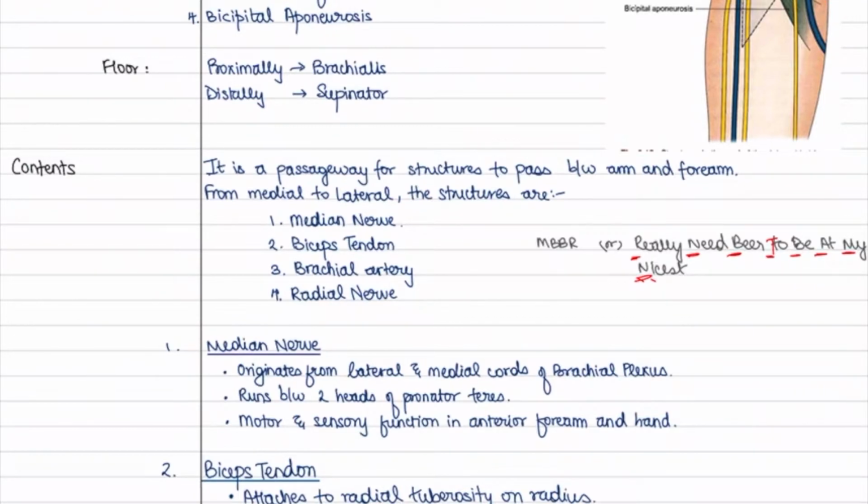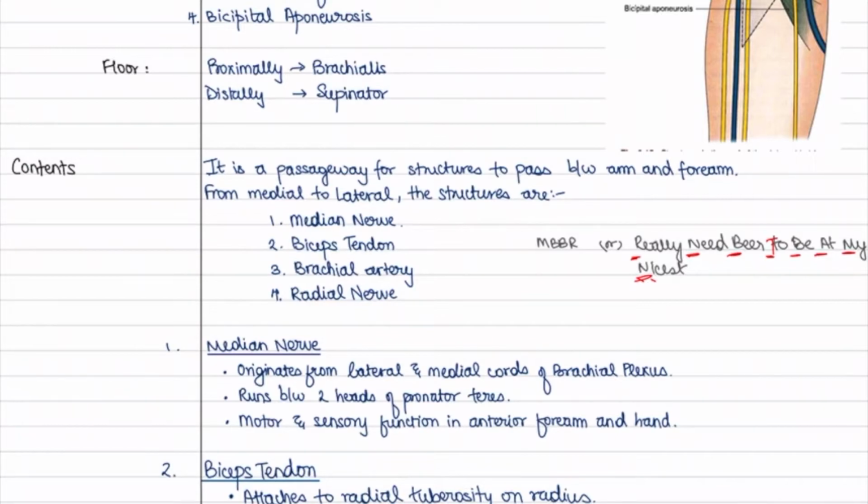The contents of the cubital fossa from medial to lateral are median nerve, biceps tendon, brachial artery and radial nerve. Now there is an interesting way to remember this. There are two ways. I'll tell you both. One is MBBR: M for median nerve, biceps tendon, brachial artery, and then R for radial nerve. Or the other way of remembering it is "really need beer to be at my nicest." Whichever way works for you, I'll let you choose.